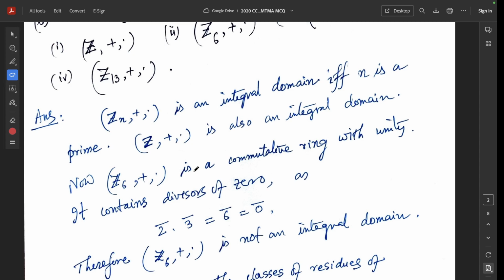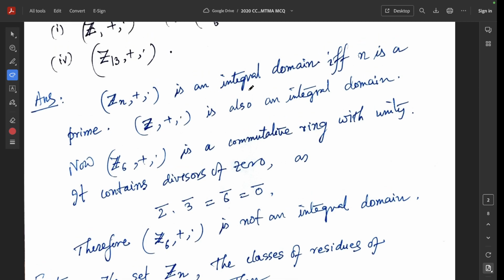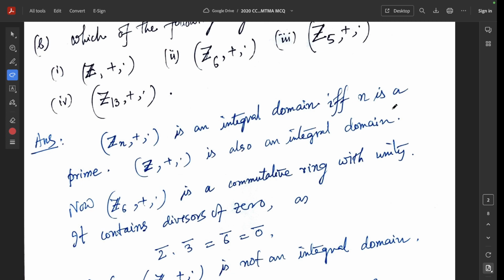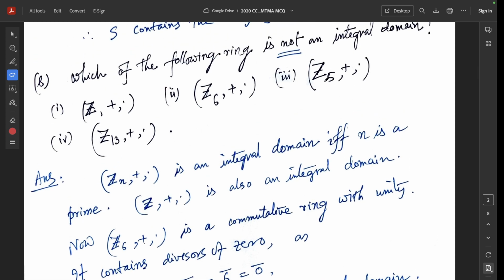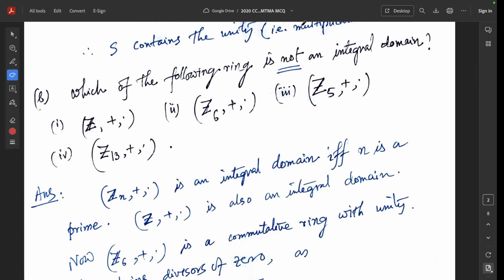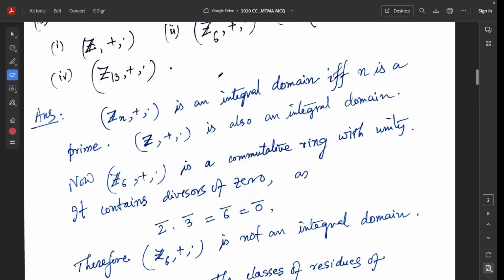Now, Z6 plus dot is a commutative ring with unity. It contains divisors of 0. So Zn plus dot is an integral domain if and only if n is prime. Here 13 is prime, 5 is prime, and Z plus dot is an integral domain. So Z6 plus dot is not an integral domain because 6 is not prime.